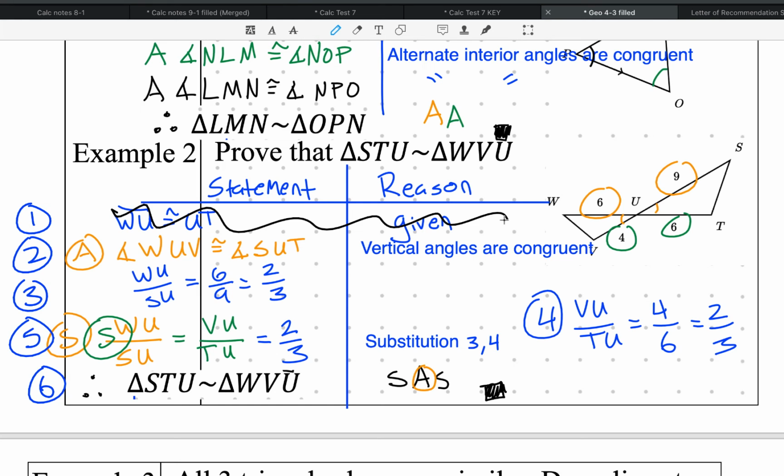Is this kind of related to like SOHCAHTOA or no? No, not yet. No, we haven't hit trig yet. It's coming in the distant future. I still have to talk about normal right triangle Pythagorean theorem stuff first.